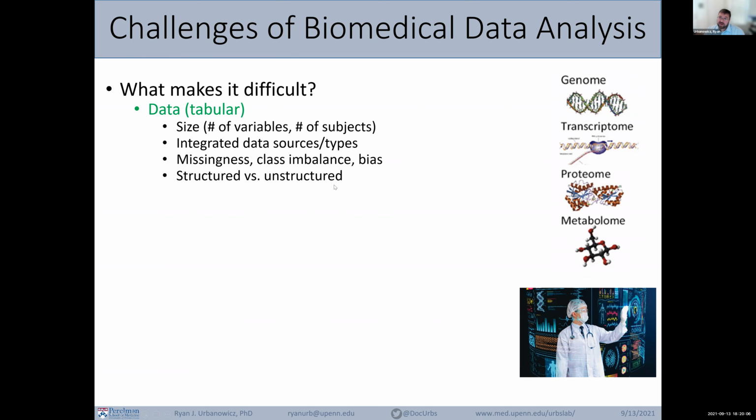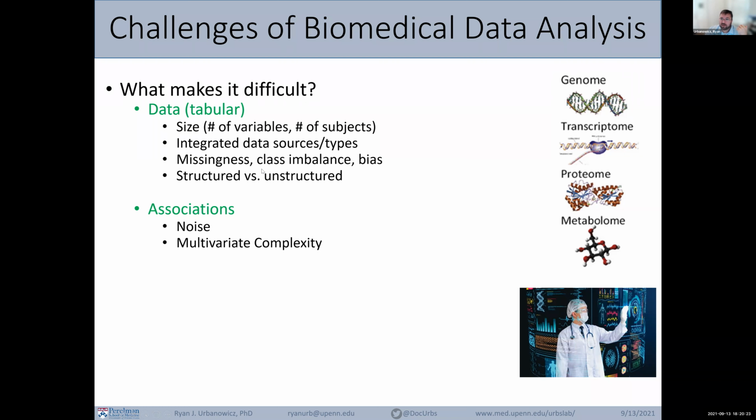And then in biomedical data, often the data can be structured or unstructured. So unstructured might be something like doctor's notes. And so how do we use that data? And that's where the field of natural language processing might come into play. The associations in biomedical data are often very noisy.